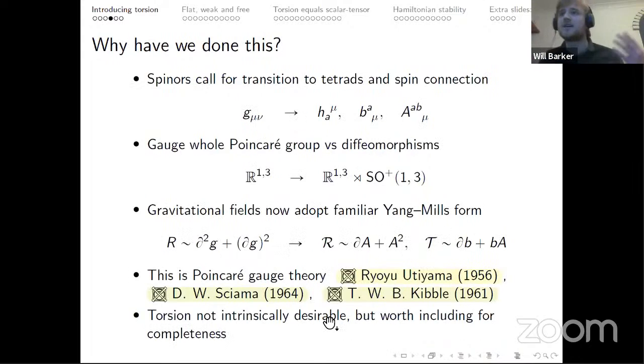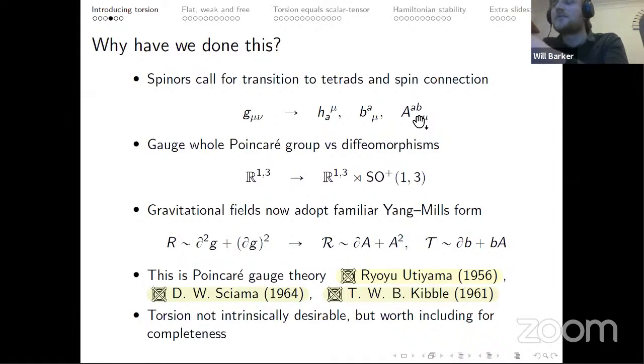So why would you do any of this? Well, if you want to couple a gravitational theory to some fermions, then you're going to need a set of Lorentz indices. So those are in Roman letters. And that's what the tetrads are for. They're basically to facilitate coupling to spinors.